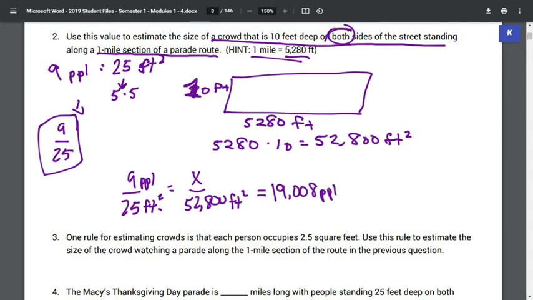Now we need to be careful. This isn't our final answer, as it's asking for both sides of the street. So I just need to simply multiply this number by 2. When I do that, I'm going to get 38,016 people. So this is how many people we can estimate are going to be in that crowd.